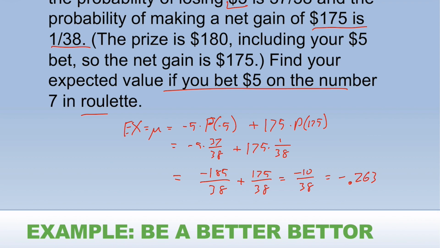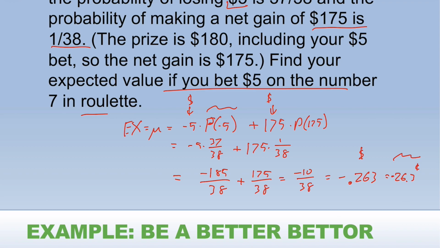What's the unit on that? Well, what's the unit on X? -$5, $175. So all of these were dollars. Now, probability has no unit. That's a ratio. It has no unit. And so that's going to give us -$0.26, or negative 26.3 cents. So that means that if I did that many times, on average, I would lose. Now, this is only on average, right? On average, I would only lose 26 cents each time I did it.